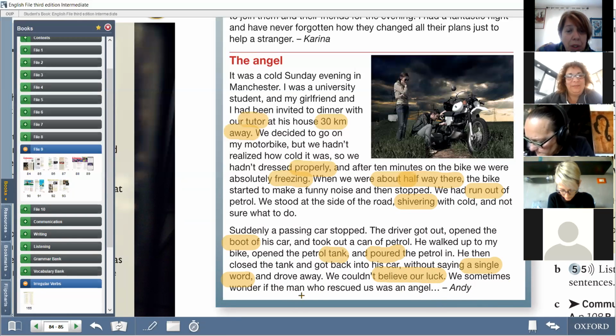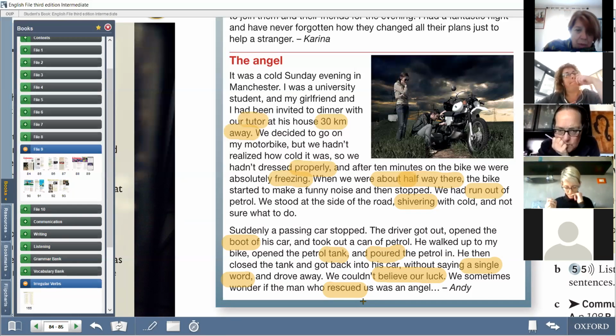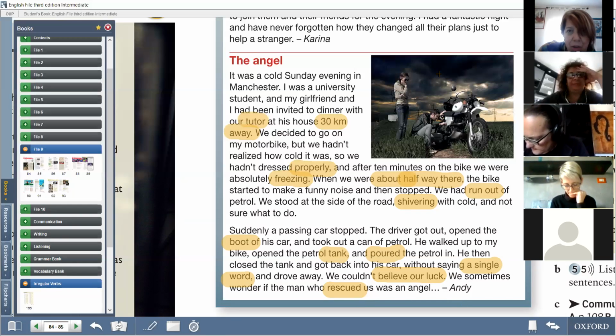We sometimes wonder the man who rescued us, to rescue. Salvare proprio da un pericolo, da una situazione in questo caso. Non è come save, rescue è proprio tirar fuori da una brutta situazione. Was an angel.